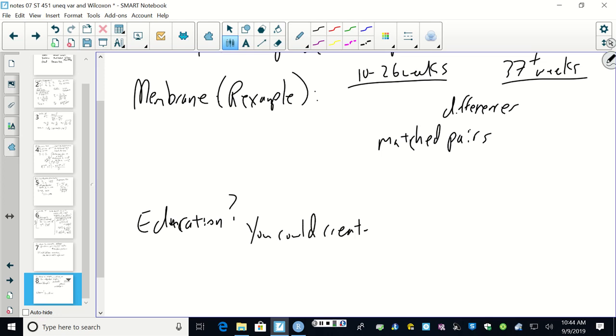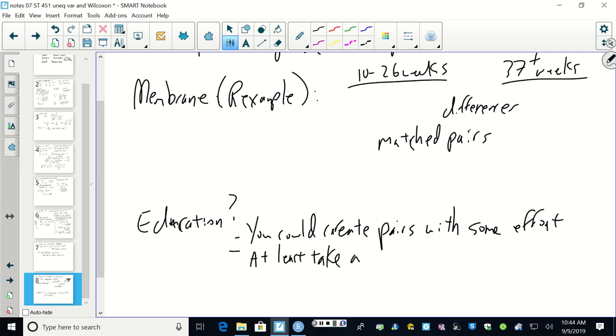So in this one, you say you could create pairs with some effort. At least you could take a baseline or pretest measurement into account in some way. Maybe even just their grade in algebra, right, before taking geometry.